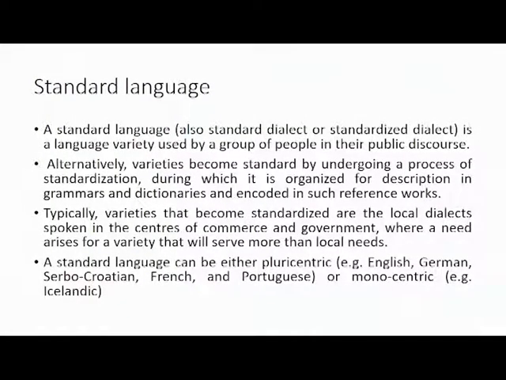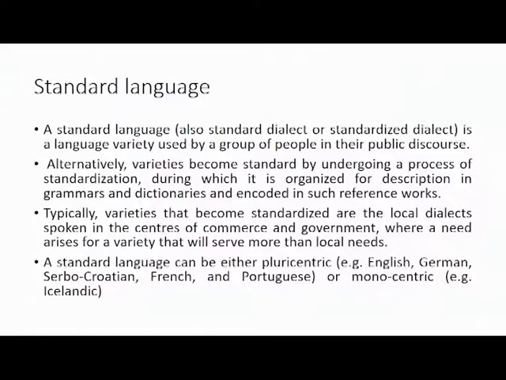The first thing we're going to look at is the concept of standard language. We say standard language, also standard dialect, is a language variety used by a group of people in their public discourse. Alternatively, varieties become standard by undergoing a process of standardization, during which it is organized for description of grammar and dictionaries encoded in such reference works.